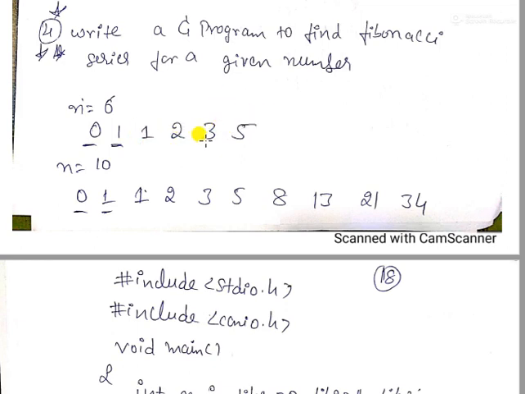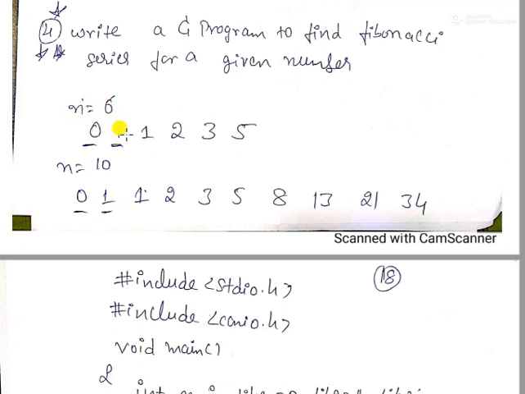Next, 5. For 5, next you have to add the previous two values. 3 plus 2 is 5. And then this is the Fibonacci series for n equal to 6. If you take n equal to 6, the Fibonacci series has 6 values. If n is equal to 1, it is 0.